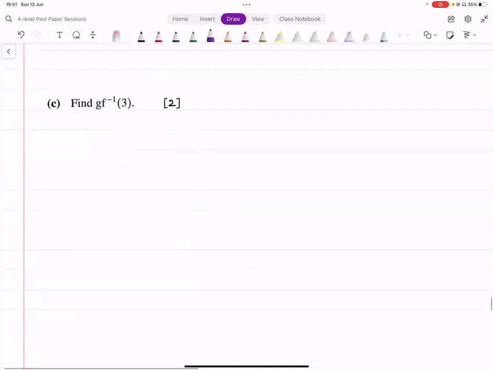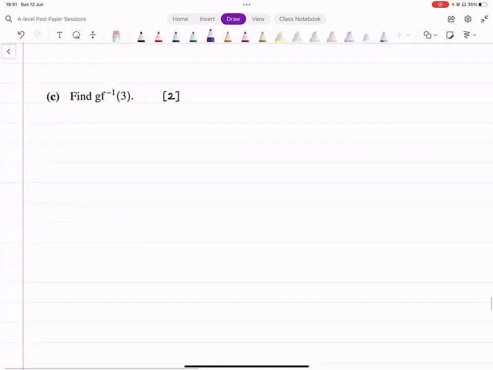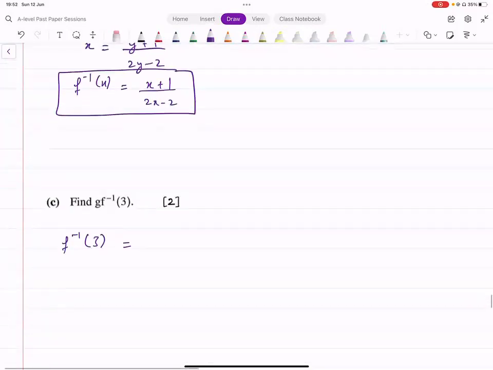Now, in the next part, we are asked to find g f inverse of 3. Okay. Now, there are two ways of thinking about this. One possibility is that you find g f inverse of x. You could find this function. And then once you have that function, you input 3 into that. That's going to be slightly longer. An easier way to think about this is just do it step by step. You evaluate this thing first. You evaluate f inverse of 3. Okay, let's do that. Let's evaluate f inverse of 3. f inverse of 3, what is that going to be?